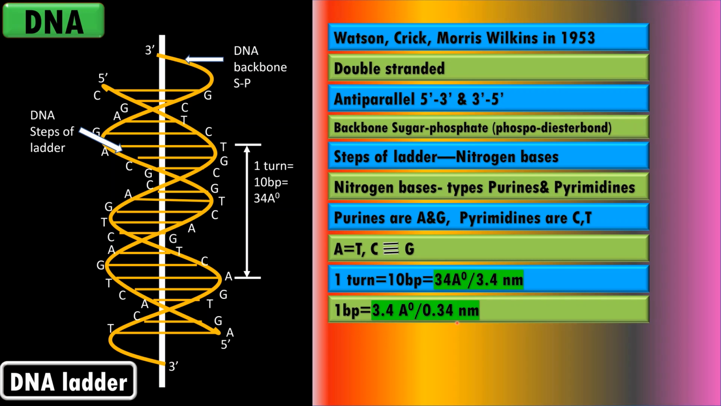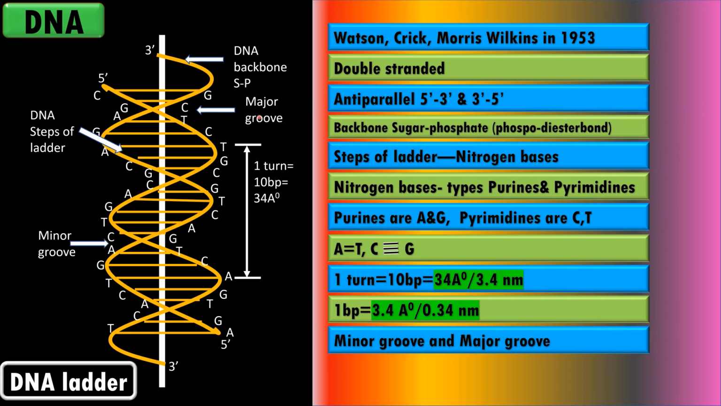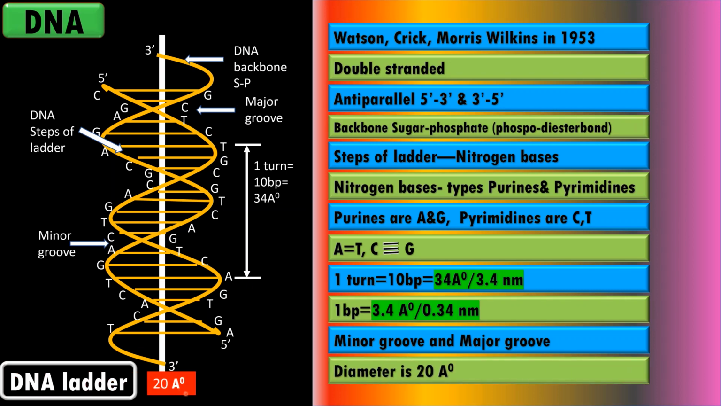Due to twisting, the DNA shows large grooves which are called major grooves, and smaller grooves are called minor grooves. Now the diameter of the DNA is 20 angstrom. So students, this is the structure of DNA proposed by James Watson, Francis Crick and Maurice Wilkins.